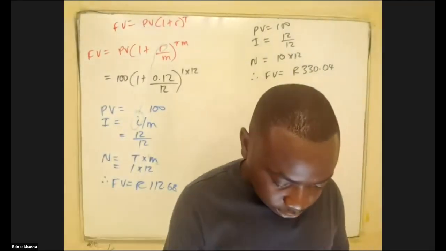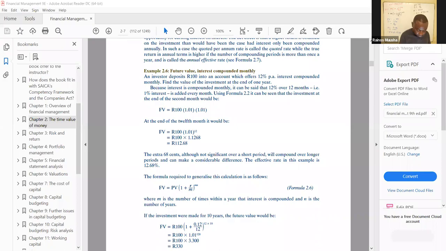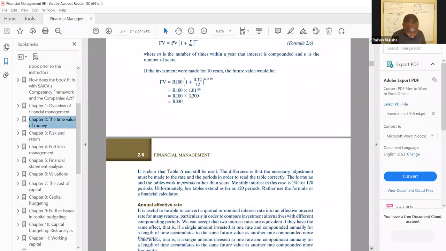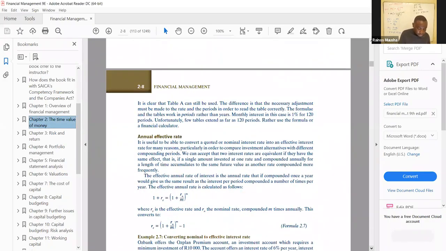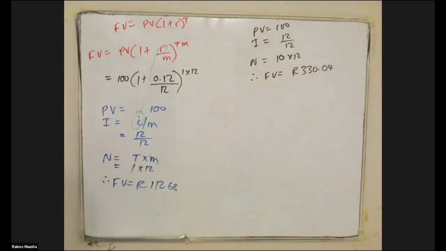Let's move on to the next section. In the next section, they look at the annual effective rate. Remember, we saw that the more times you're compounding, the higher the future value is. So the more times you're compounding, the more interest you're bound to pay.